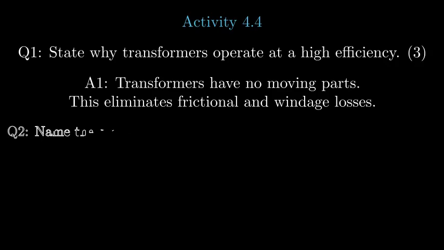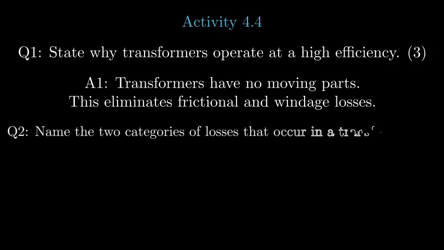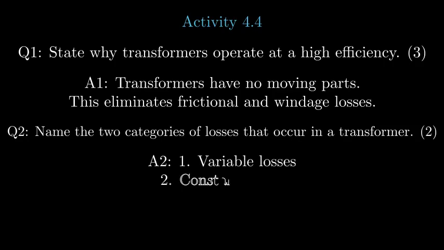Question 2. Name the 2 categories of losses that occur in a transformer. Look at our main flowchart diagram. The 2 main categories are variable losses and constant losses. That's 1 mark for each. Let's continue with Activity 4.4, focusing on questions 3, 4, and 5.